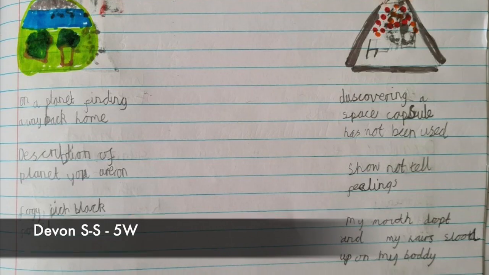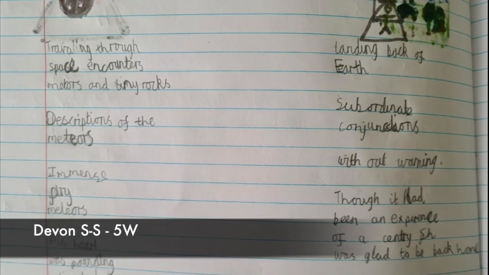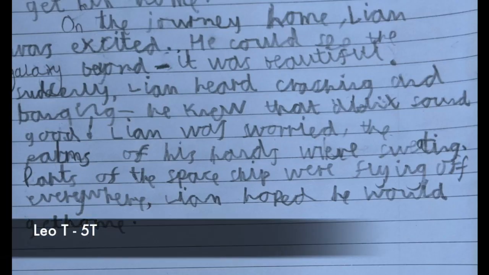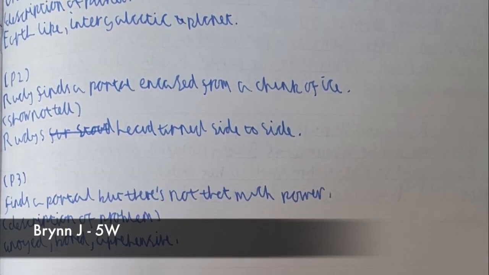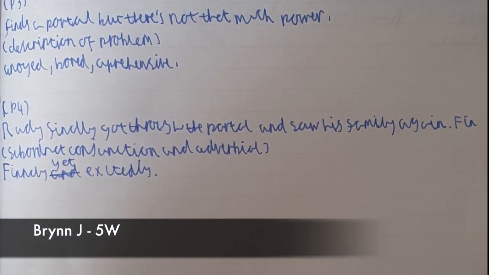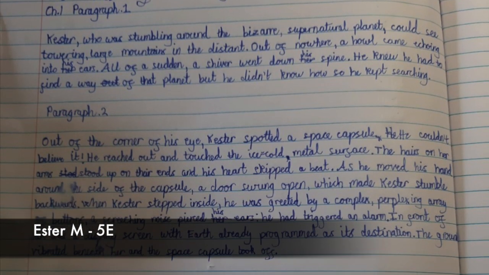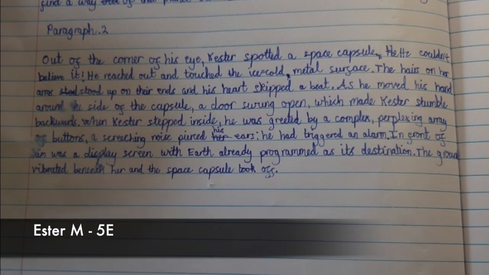Well done to Devon for a brilliant use of a storyboard to plan his writing. Fantastic work, Archie, for using a colon to mark a DD sentence, which means description detail. Well done, Leo, for your use of fronted adverbials. Well done to Bryn for your brilliant plan and your vocabulary choices, including the use of inverted commas in your narrative. And fantastic work, Esther, for your relative clause using the relative pronoun which.